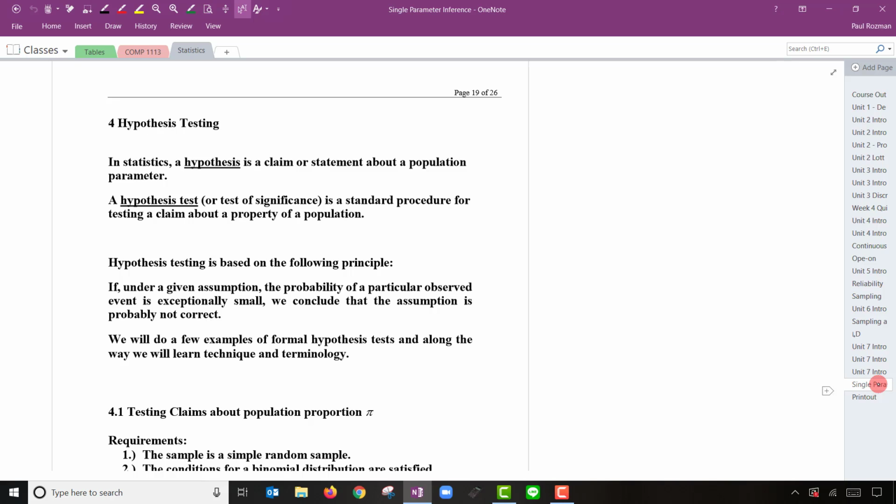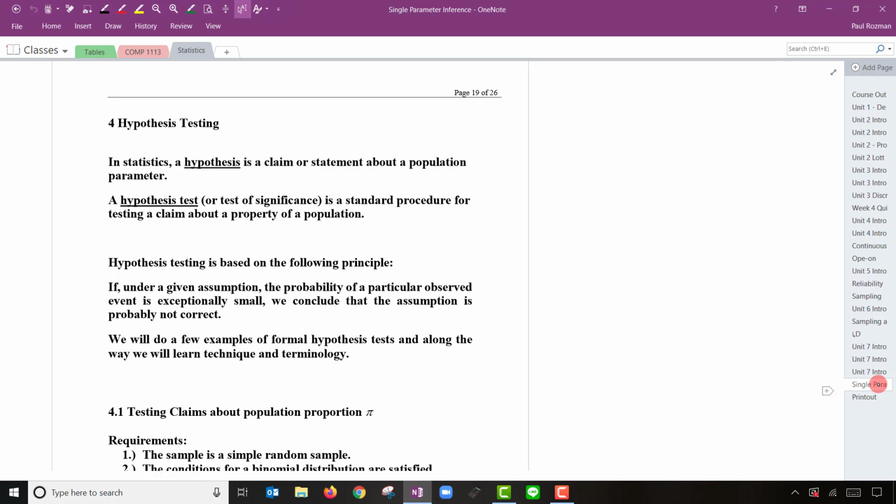So someone will claim, I think that 90% of BCIT students will pass a certain course. And now we can test that claim by gathering some data and comparing that with the value that was claimed. Same with the mean. I could make a claim that the mean score on our midterm will be under 90%. And then I can gather some data and see if my sample results agree or disagree with this claim. So that's basically what hypothesis testing is all about.